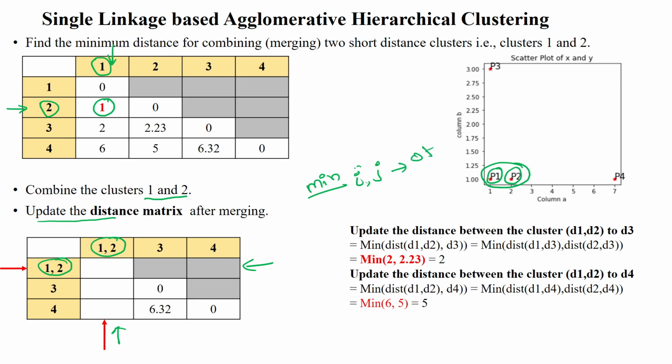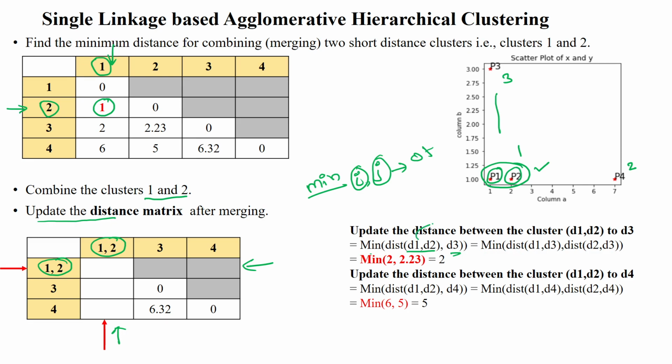I will be in one cluster, j will be in another cluster. So now we will take, this is cluster 1, this is cluster 2, this is cluster 3. Now we will calculate the minimum distance between D1 comma D2 and D3, from this cluster to D3. So now we will calculate the distance.